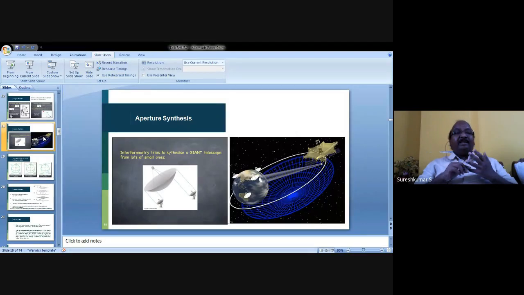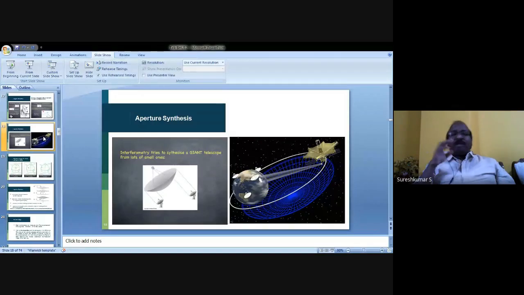That is one thing. And selecting an antenna depends on, as I told you, whether you want to work at high frequency or low frequency. At a very low frequency, you can build a dipole array and a beamformer. Or you can have a parabolic dish antenna and small horn antennas, like even students do with Tata Sky dishes and horn antennas. They try to do sun observations.